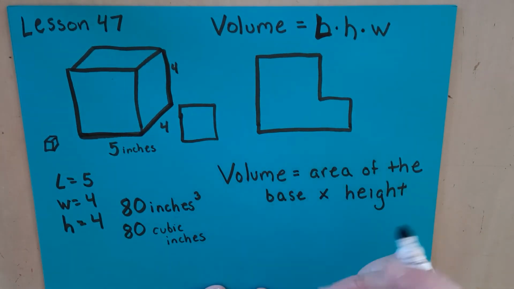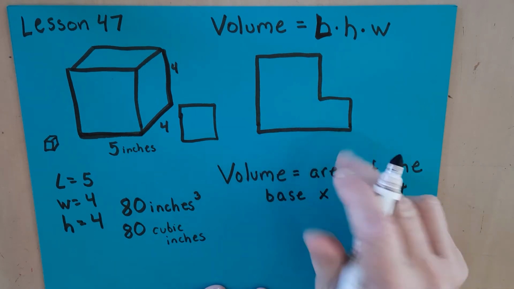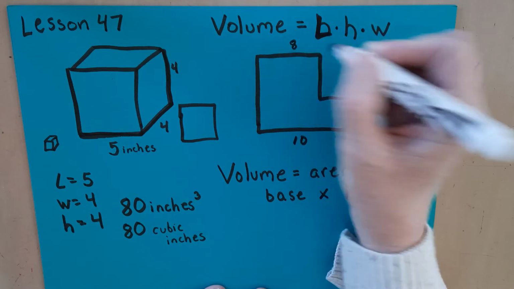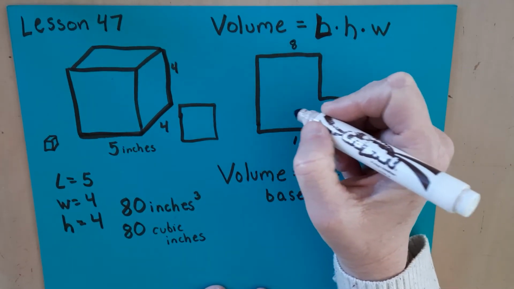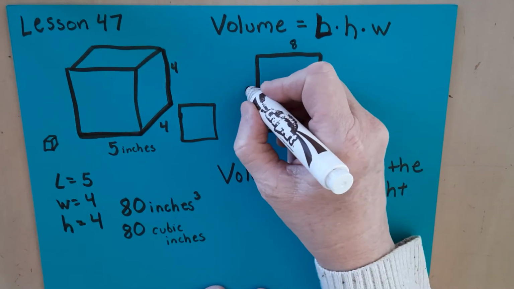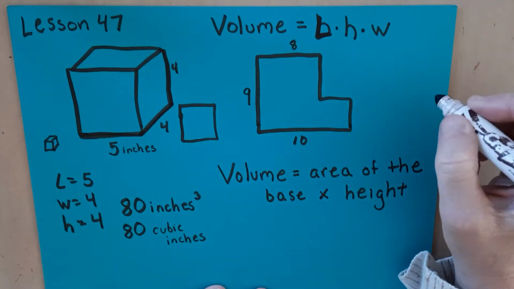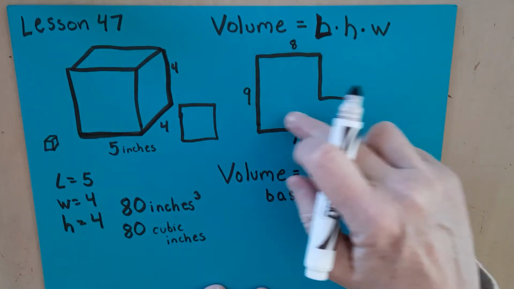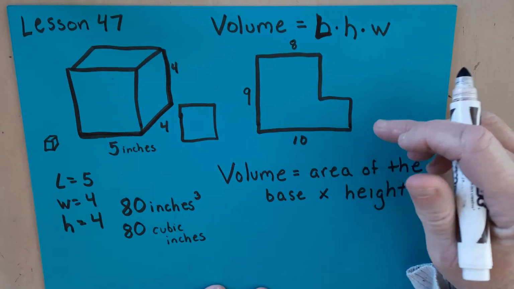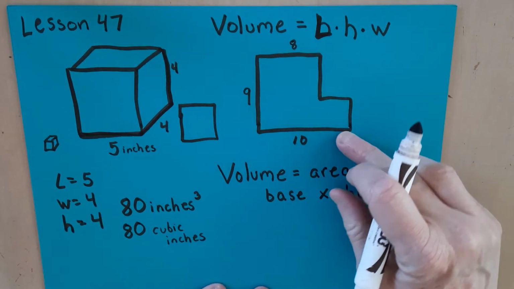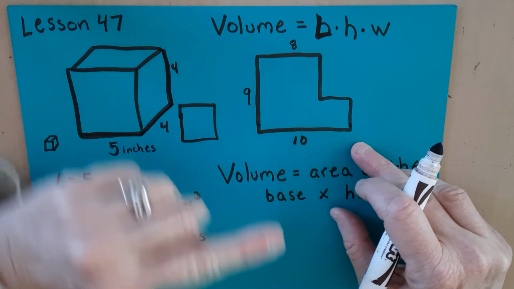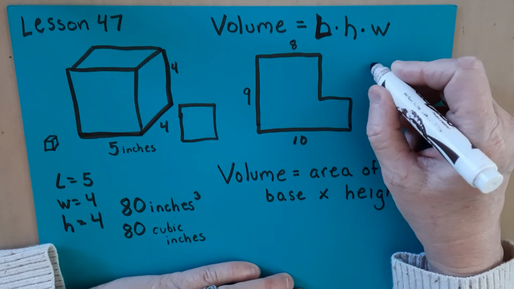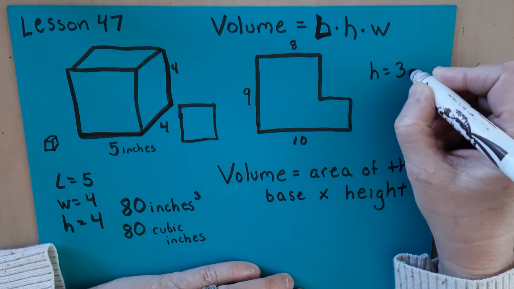So we're going to do this problem. We're going to say that this whole side is 10, and this side is 8, and we're going to say that this side is 9. We're going to need to first find the area of this, and then we're going to say that the height of this was, let's say it was 3 of these shapes stacked on top of each other, so that the height would equal 3, and we're going to call it inches.